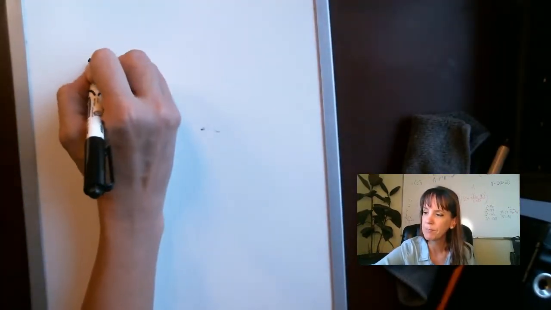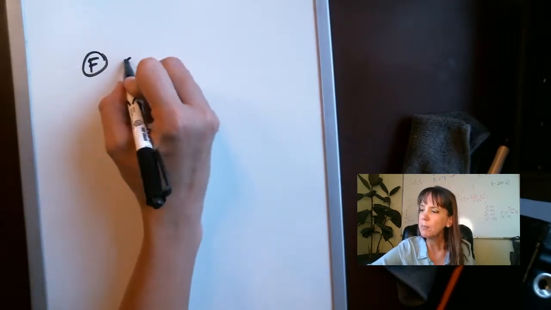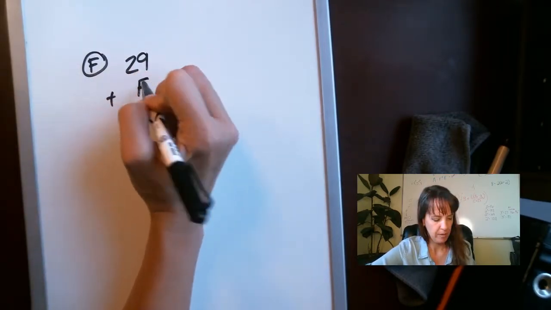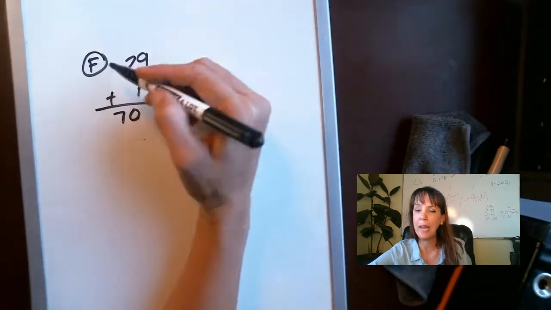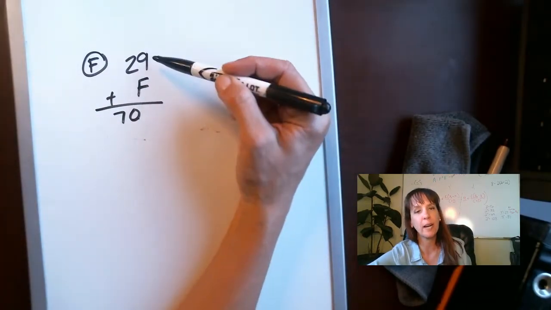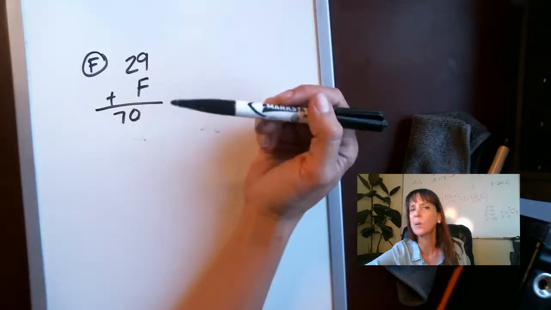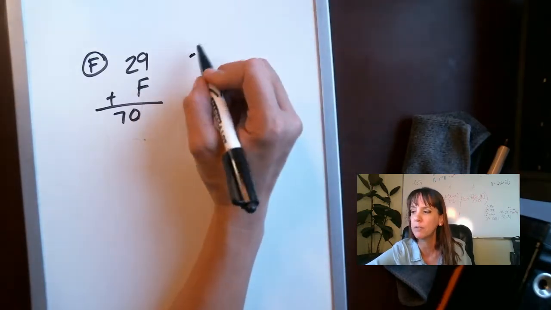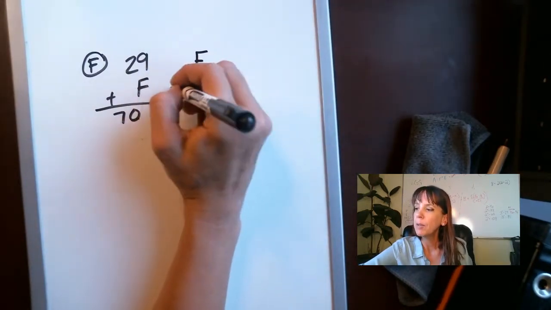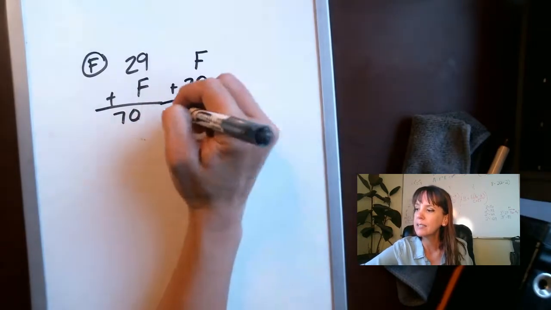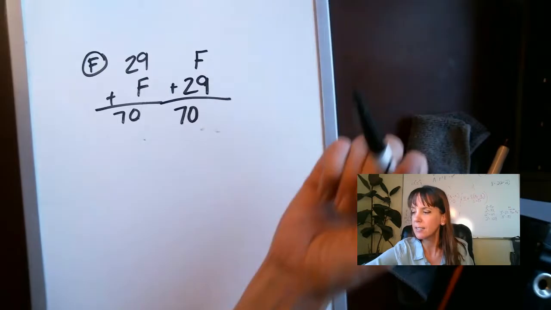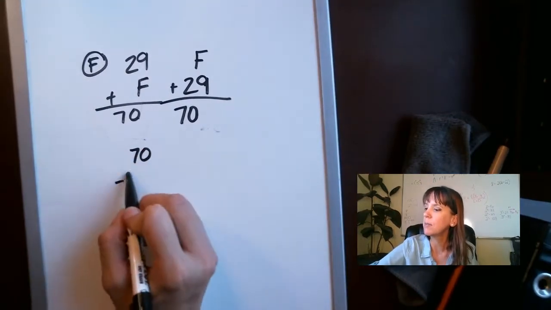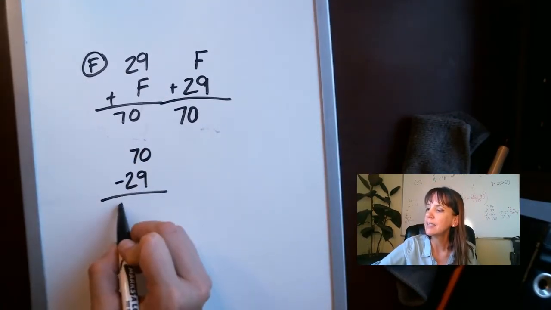Let's try this guy. F. We have 29 plus F is 70. So we add in this direction, which means we subtract in this direction. 70 minus F equals 29. That's not going to help us, so let's rewrite our addition fact. Let's do F plus 29 is 70. If we add in this direction, we can subtract in this direction. 70 minus 29 is F.